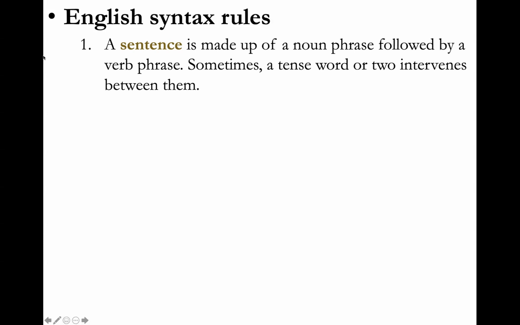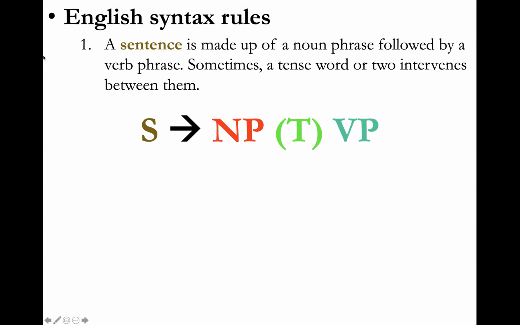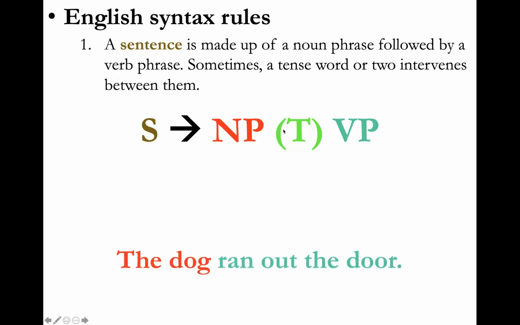So a sentence is made up of a noun phrase followed by a verb phrase. That's the rule in English. You can also have a tense word that follows between them. So this is how this is being written. Sentence is made up of, that's what the arrow means, a noun phrase, a tense word, which is optional, that's what the parentheses mean, and a verb phrase. You have to have a noun phrase and a verb phrase. The tense word is optional in order to have a sentence. That is a requirement.